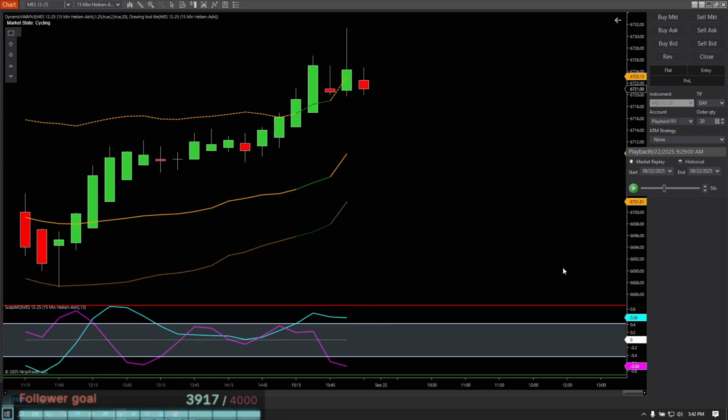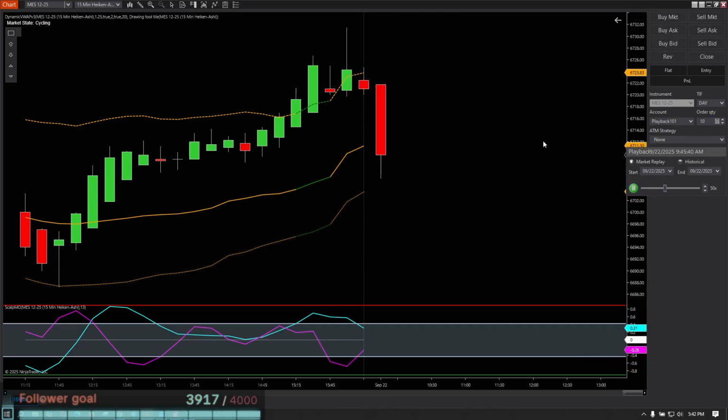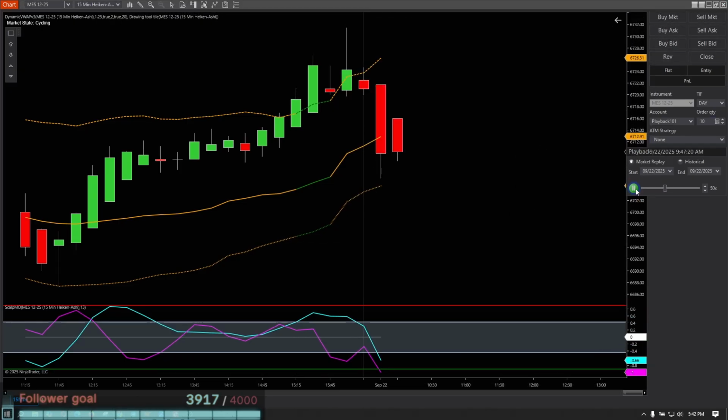So here we go. 5, 4, 3, 2, 1. Here we go. All right, guys, there's no trade on that very first bar. Okay. Now let me just stop it here because I want to give it context.